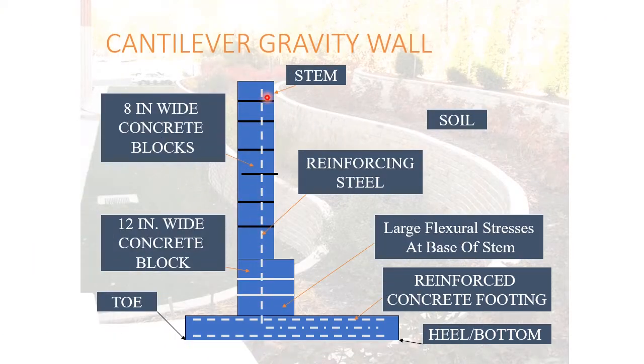This is what we call the stem and the base. At the back, where the retained material is located, this is called the heel. The front part of the retaining wall is the toe. And we have the concrete blocks. This one is made from concrete, and there is also reinforcement. There is large flexural stress at the base of the stem, and flexural stress is bending stress. So bending stress occurs a lot in this area. That's why this area is a bit thick compared to other parts of the retaining wall.